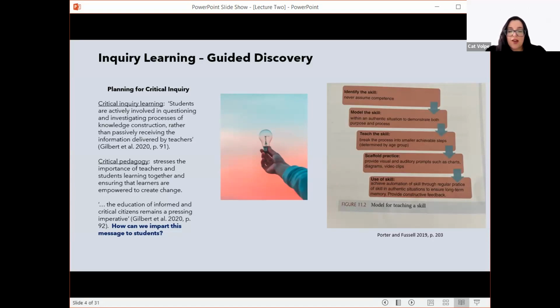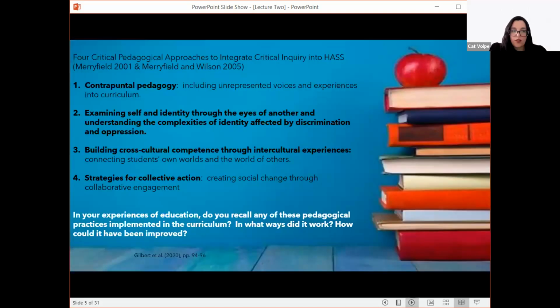But I think if we can have a great model for teaching a skill and get some practice on how to do that, then we are a step ahead of the rest. So there are 4 critical pedagogical approaches to integrate critical inquiry into HASS. So these are different ways that we can basically integrate it into the curriculum that we are teaching.